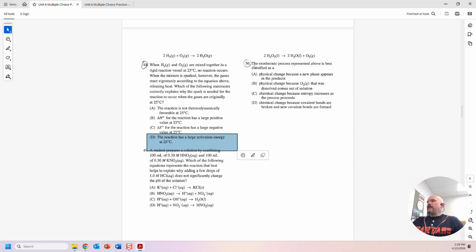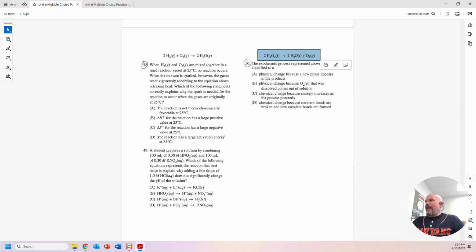All right, so number 50, we have an exothermic process represented above, can be classified as... this was just a review of, do you know the difference between chemical change and physical change? Obviously this is a chemical change because we're forming new substances. If this were just H2O liquid yields H2O gas, that's a physical change. If it was salt solid yields aqueous ions, salt dissolving, that's a physical change. But we're breaking covalent bonds and we're forming new covalent bonds. So this is a chemical change.